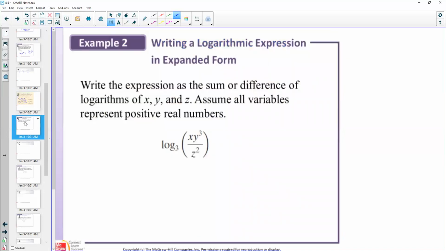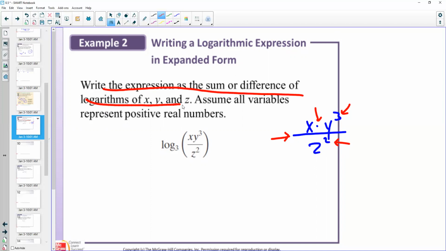So first off, you've got to think about what you see here. I have x times y to the third over z squared. So I see a multiplication, I see a quotient, and I see a couple of exponents. So I'm going to use all of those rules. It says write the expression as a sum or difference of logs. This means that I want to expand.